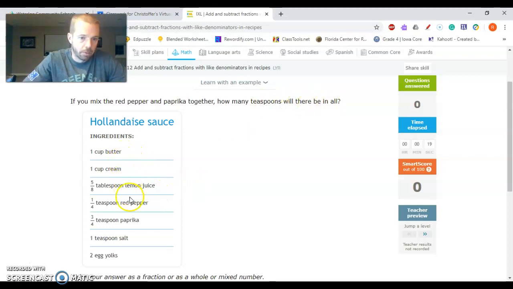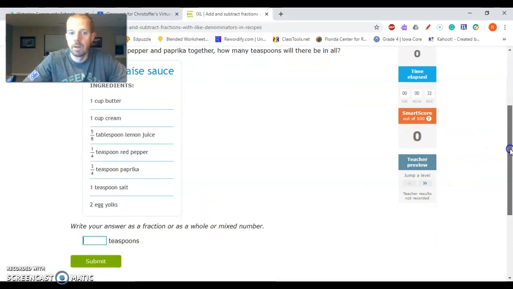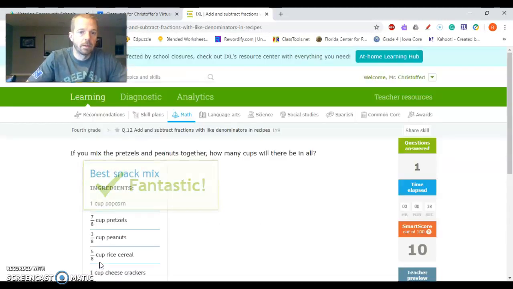So I have to go through and find the paprika and the red pepper. I have 1/4 teaspoon of red pepper and 3/4 teaspoons of paprika. If I add 3/4 plus 1/4, I end up with 1 whole or 4/4. And it looks like they're going to give you the right answer for either one.